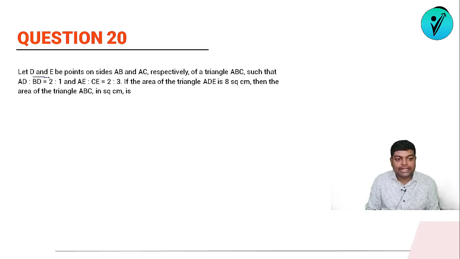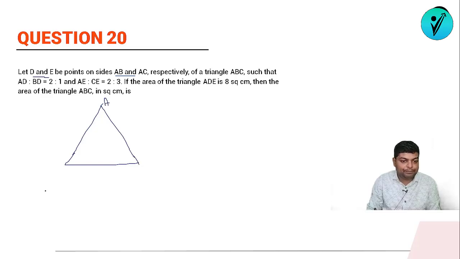Let D and E be points on sides AB and AC. Okay, so we have a triangle. The triangle is ABC. On the line AB we have a point D, and on the line AC we have a point E.